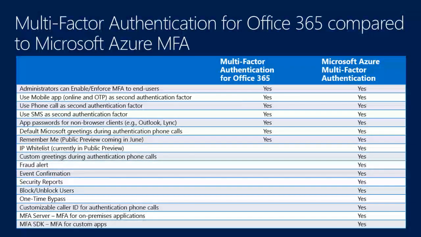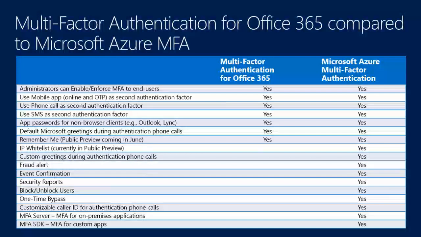All right, so now some features that aren't included in Office, or with the multi-factor that you get with Office 365. The ability to customize the greetings. So with the full Microsoft Azure multi-factor authentication, you can record your own greetings, you can upload those to our portal, and then your users can hear your messages instead of the Microsoft messages. So you can use your own voice talent, you can have it say your company's name, make it very specific to how you're using it.